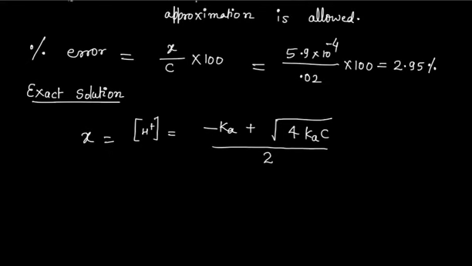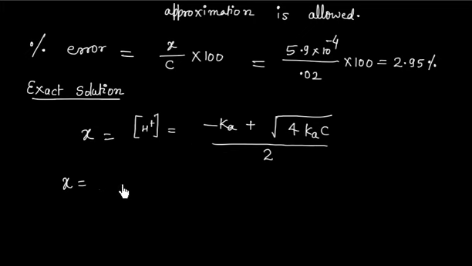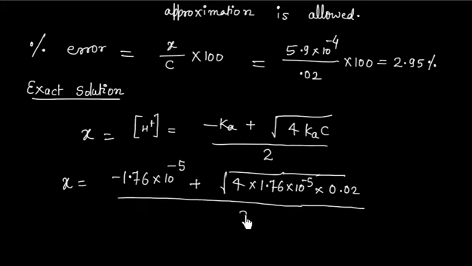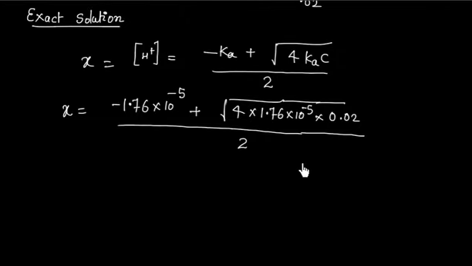So x is equals to H plus, and it is minus Ka, 1.76 into 10 to the power minus 5, plus or minus the square root of Ka squared plus 4 times Ka, that is 1.76 into 10 to the power minus 5, and Ca is 0.02, and this all divided by 2. So this is slightly difficult to calculate. You can check this one. So let us use a calculator.